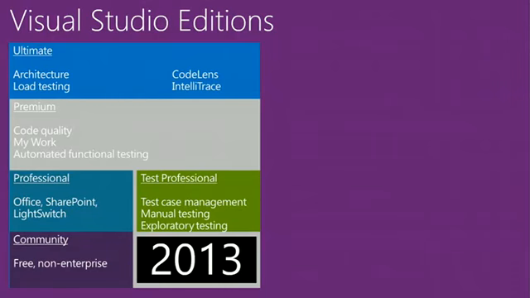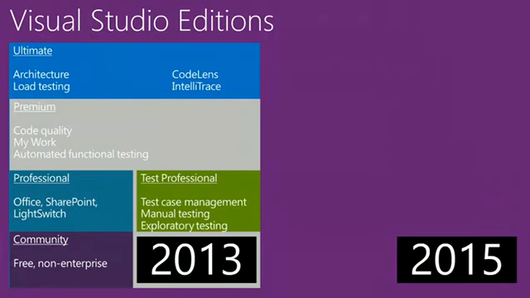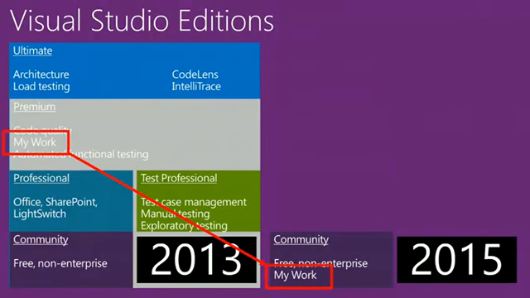So this is 2013, and clearly we're here to talk about 2015 today. So 2015 looks very similar, but slightly different. The first thing I should say is we continue to have a free community edition, but you'll notice that we brought functionality from some of the higher levels, in this case, the premium edition of My Work, into the free community edition. So everyone, regardless of whether they've got a paid edition or a free edition of Visual Studio, will get that piece of functionality.